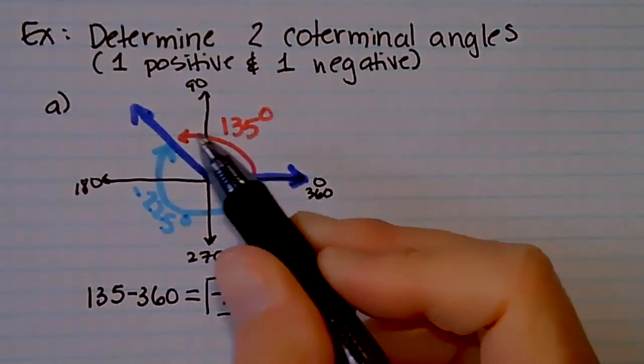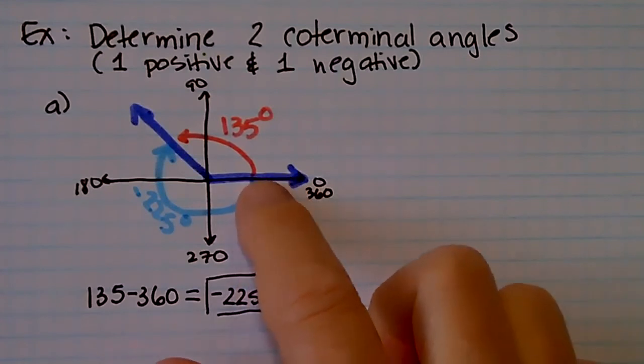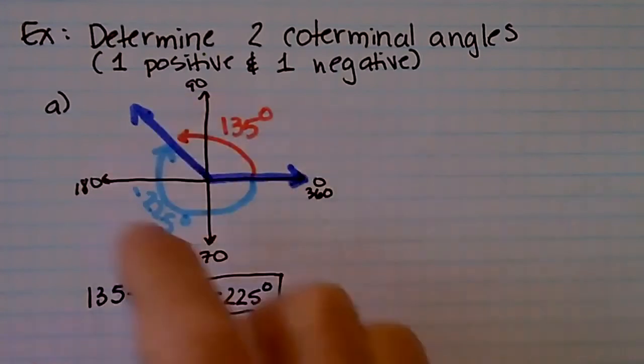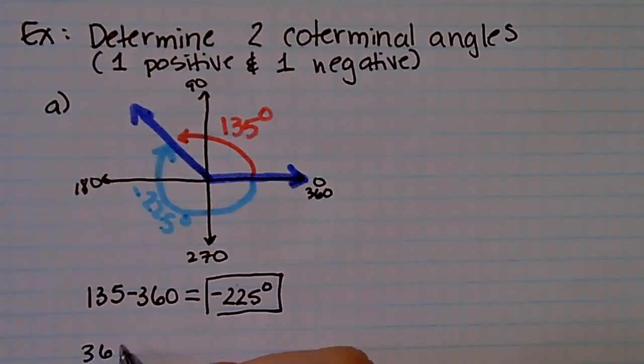Now I need another one, and this time I'm going to do positive. So what I'm going to do is whenever I want coterminal angles, I'm adding and subtracting 360 on or off. So I subtracted to get my negative. I'm going to add it to get my positive. So I'm going to take 360, I'm sorry, let me start with my angle.